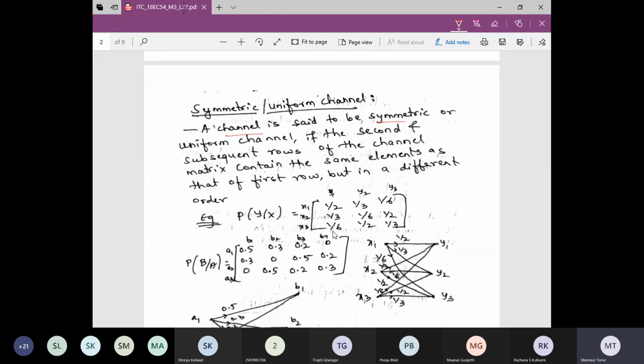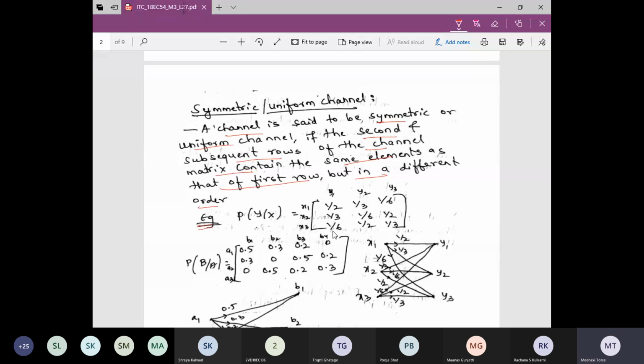A channel is said to be symmetric or uniform if the second and the subsequent rows of the channel matrix contain the same elements as that of the first row, but in a different order. So the channel is said to be uniform or symmetric if the second row and the subsequent rows of the channel matrix have the same elements as the first row, but the elements will be arranged in a different order.